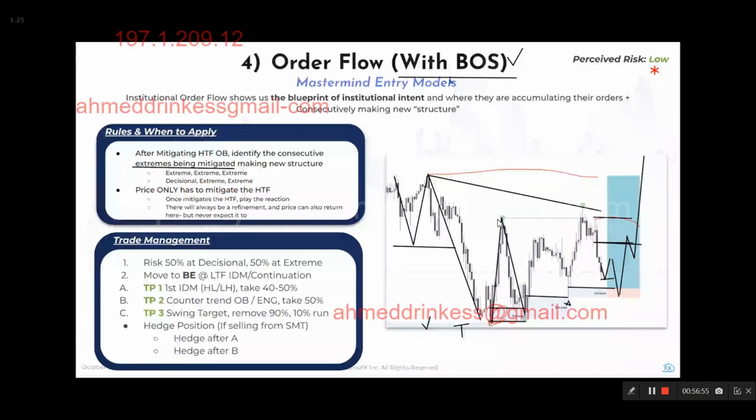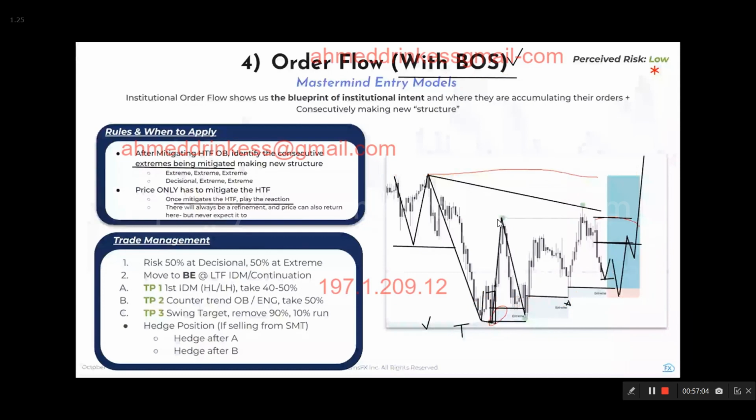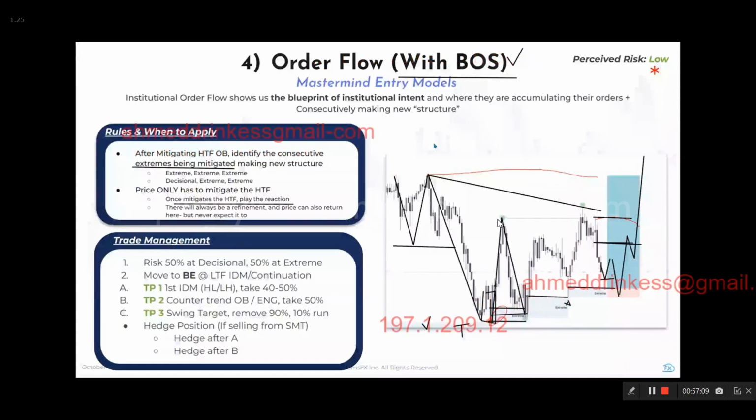Also, important point, everybody, it only needs to mitigate the higher time frame. So even if you had a 5 minute and you had a 1 minute, as soon as that 5 minute is mitigated, start following intention. Never wait for a refinement to come into place. Okay. Now, that being said, guess what?